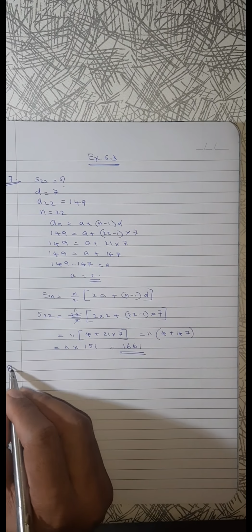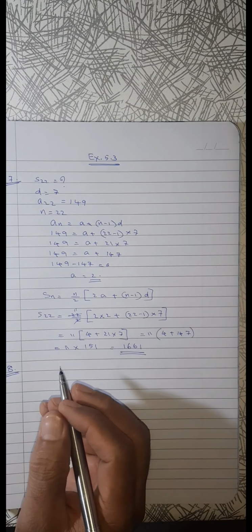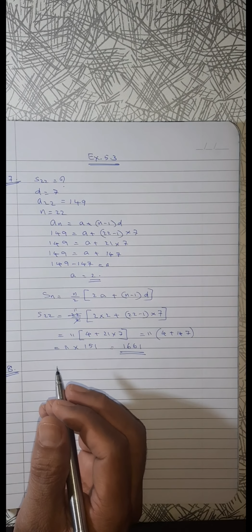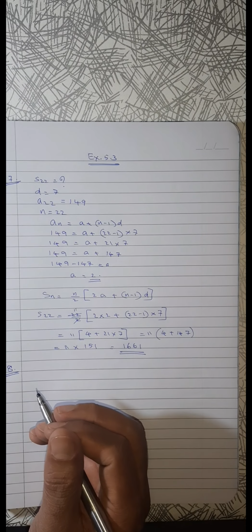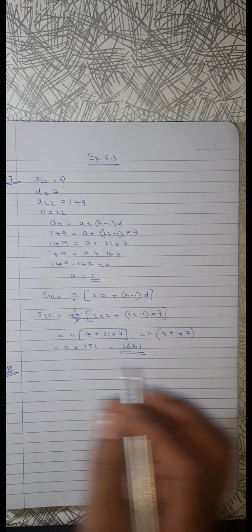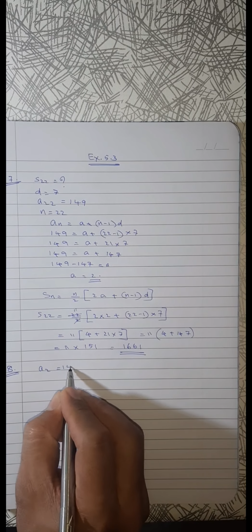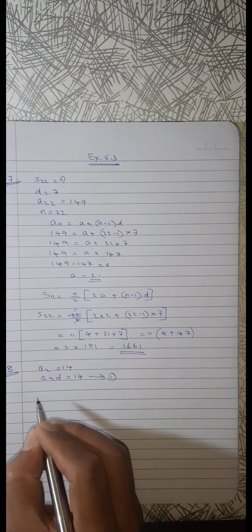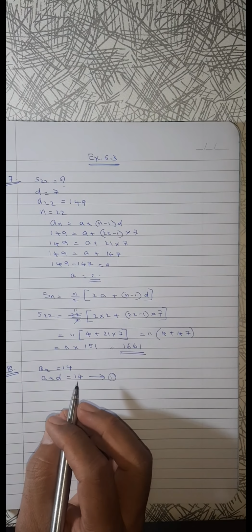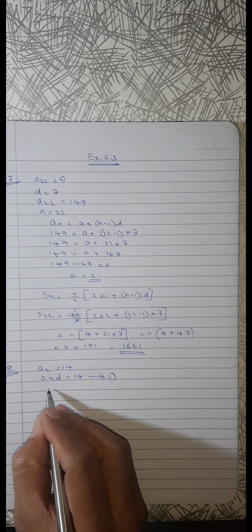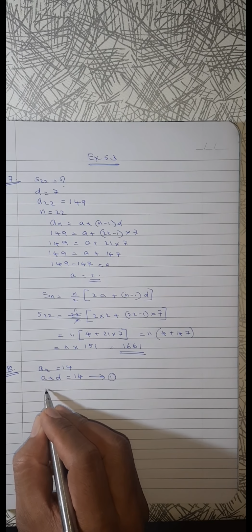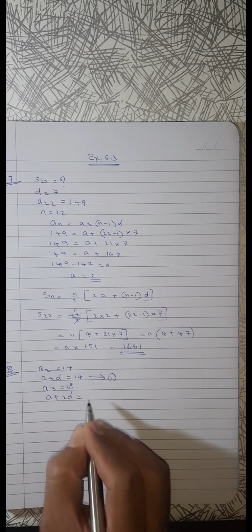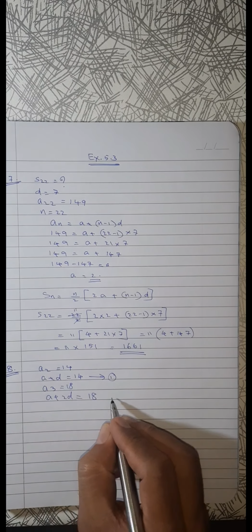Question number 8. Find the sum of first 51 terms of an AP whose second term and third term are 14 and 18. Second term 14, that means a2 equal to 14, that is a plus d equal to 14, equation number 1. Third term means a3 is equal to 18, a plus 2d equal to 18. That is equation number 2.